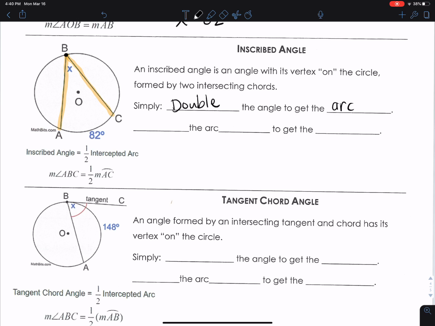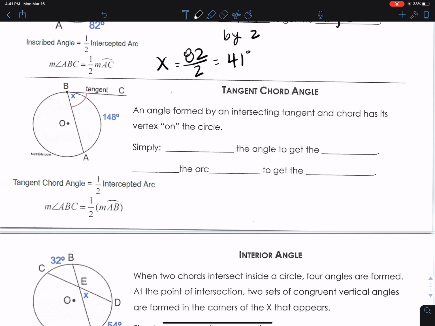or if we're given the angle, we double that to get the arc. But in this case, we were given the arc, so we divide the arc in half, or you could also write divide by 2 to get the angle. So in this case, we have the arc, and we need to divide it by 2 to get the angle, which is x. So the angle there is 41 degrees.